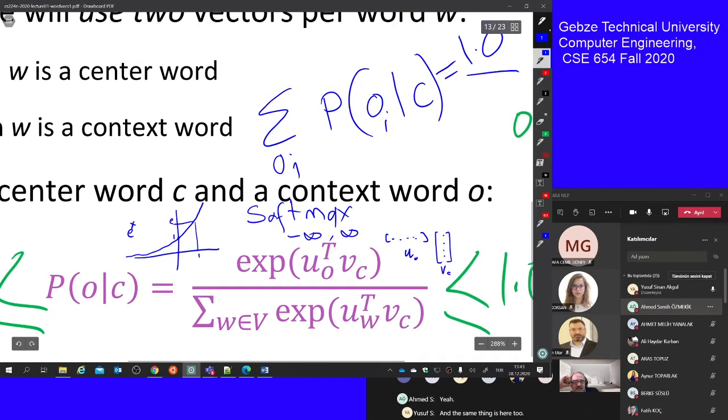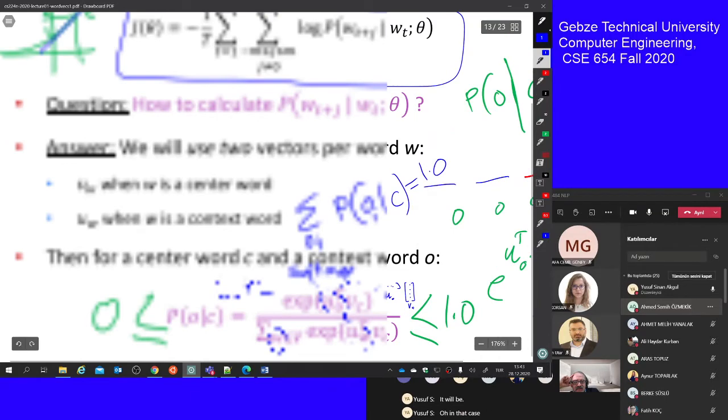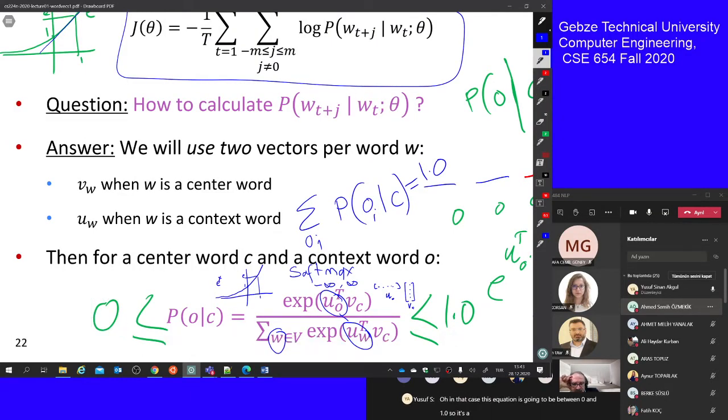But in this case, u_o is going to be one of them, right? So out of all these w's, one of them will be o. In that case, this equation is going to be between 0 and 1.0. So it's a probability, right? If two vectors are similar to each other, this P is going to be as large as 1.0. If they are not similar, it is going to be as small as 0.